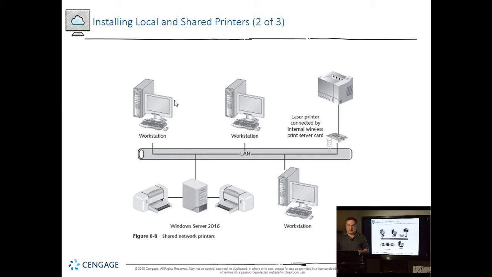So here we have installing local and shared printers. You can see here there are workstations, there's a laser printer, and there's Windows Server 2016. All of these printers, whether they're physically connected with USB, as you see in the lower left corner, or with a network in the upper right-hand corner, which is done through wireless, can be shared through Windows Server 2016, and then the workstations themselves can pick up on those printers either manually or automatically through group policy, and then they can start printing to them.